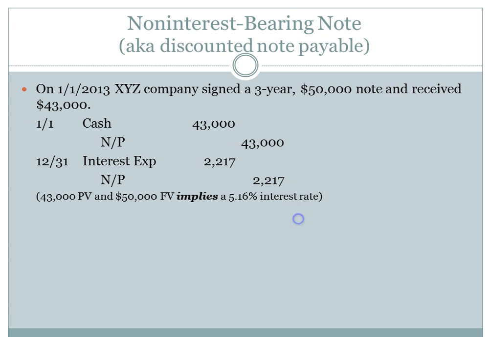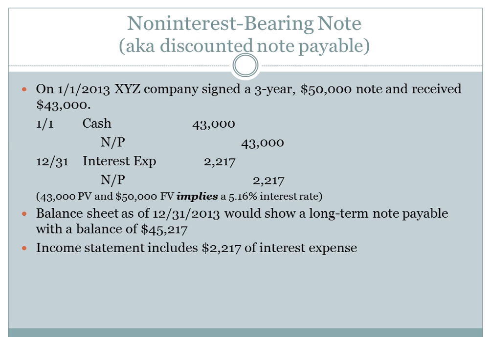As it is here at the end of 2013, the balance sheet is going to show a balance of long-term notes payable of $45,217. That's the original credit to notes payable plus the credit to notes payable to recognize the interest expense. That adds up to $45,217. The income statement is also going to show a $2,217 interest expense.